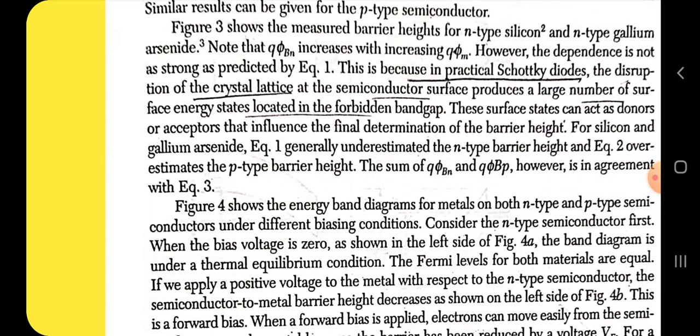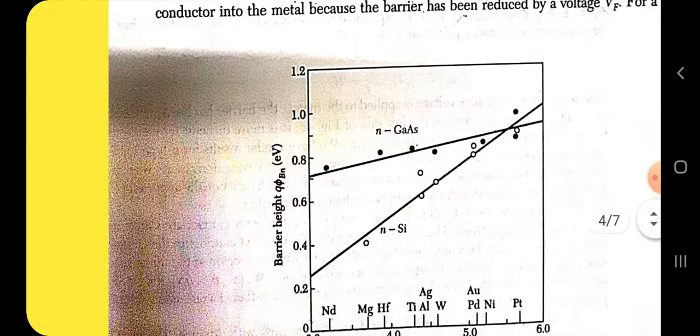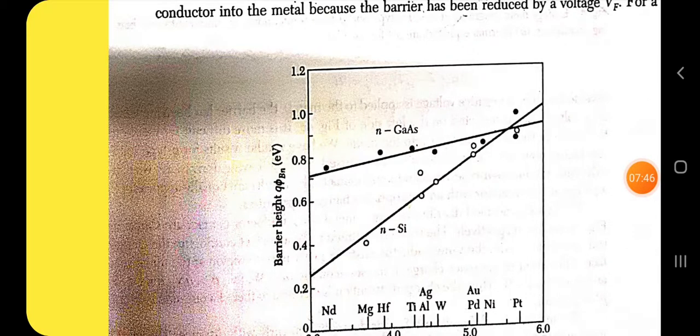The energy band diagrams for metals on both n-type and p-type semiconductors under different biasing conditions. Consider the n-type semiconductor first. When the bias voltage is 0, as shown in the left side of the diagram, the band diagram is under thermal equilibrium condition. The Fermi levels for both materials are equal.